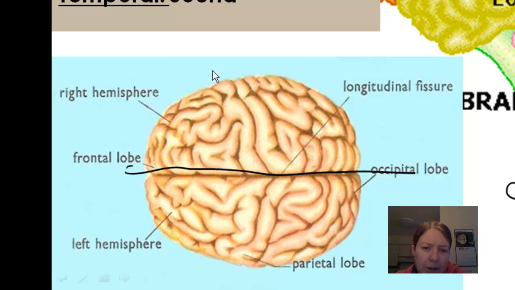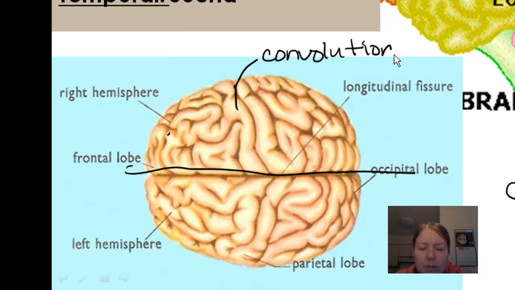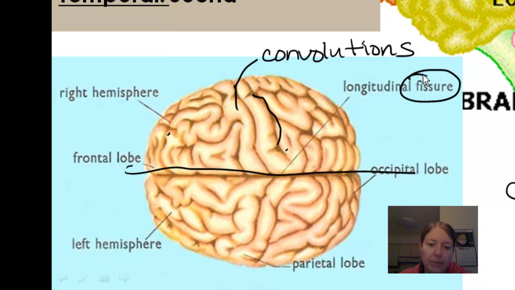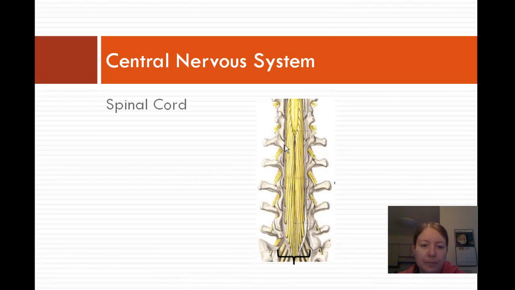In addition, you see all of these grooves and ridges. Let's see if I can get my pointer on one here. The raised portion, these wrinkles, are called convolutions. And then the deep grooves in between those convolutions, those are called fissures. So that's basically our brain gross anatomy that we'll take a closer look at when we dissect the brain.